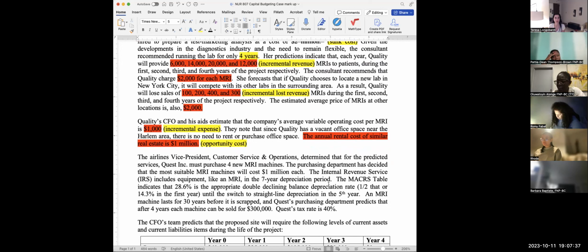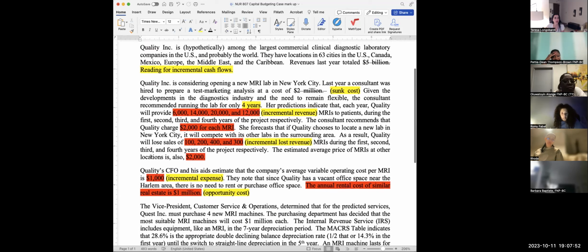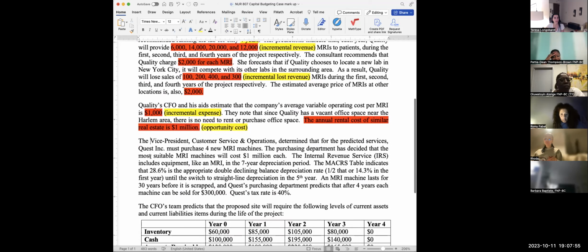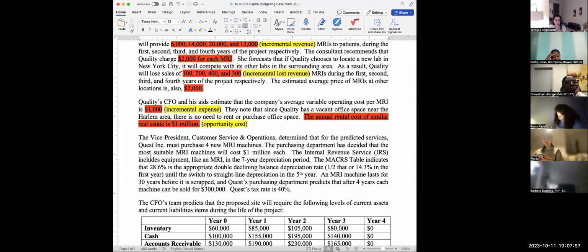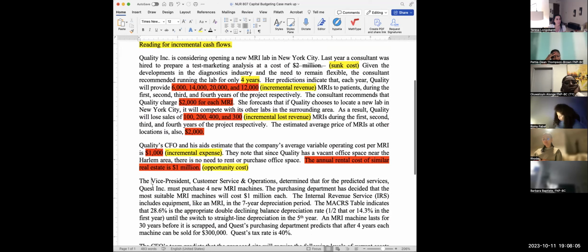And we're going to talk about the IRS. Oh, I put airlines here. Why? The vice president, customer service operations. So the vice president of Quality Inc. Customer Service and Operations determined that for the predicted services, Quest, why do I call it Quest? I think I have some typos here. Quality, I'll put up the revised one when I'm done. Inc. must purchase 4 new MRI machines.